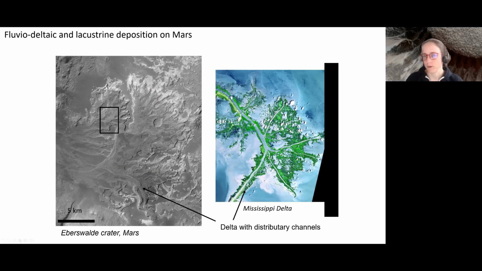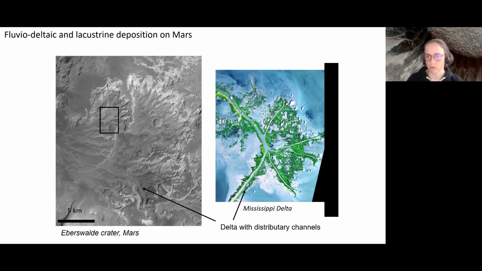So this is the Mississippi Delta as an example, which is a currently active delta system, where you would see, if you took away the water, this kind of thing. And you can see the distributary channels, similar again, and these different lobes, which indicate different sedimentary deposition at different times. So this is the most beautifully exposed delta on Mars.